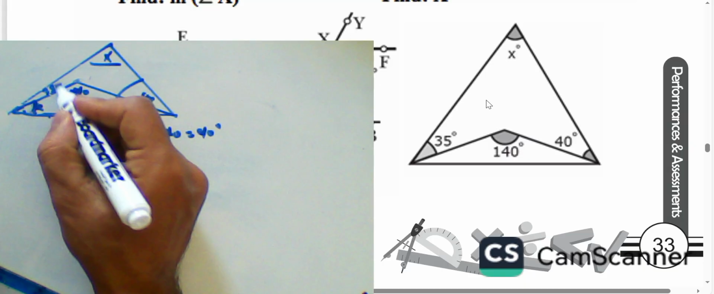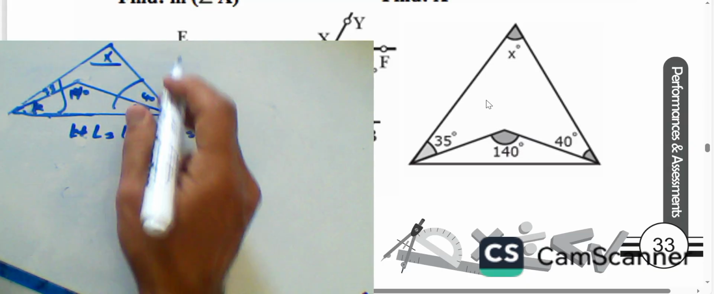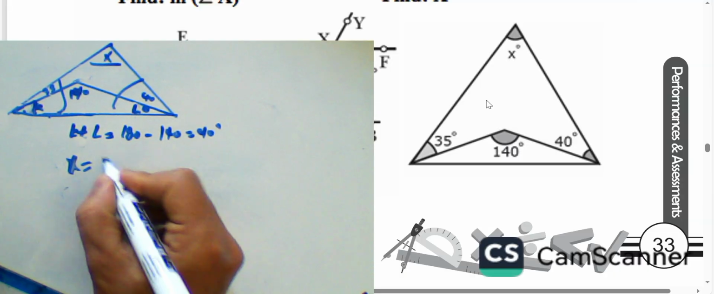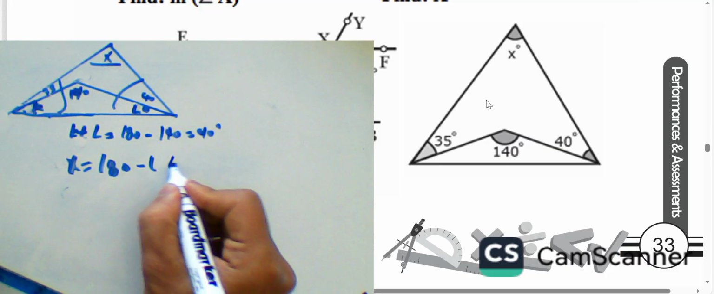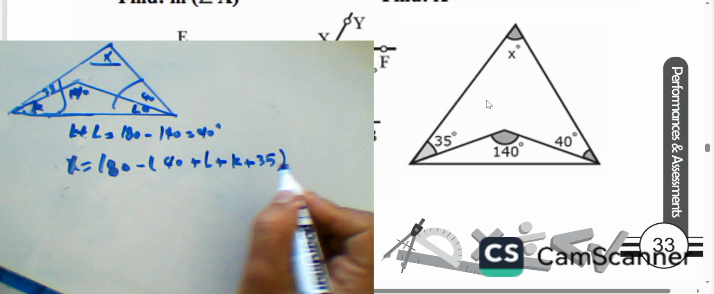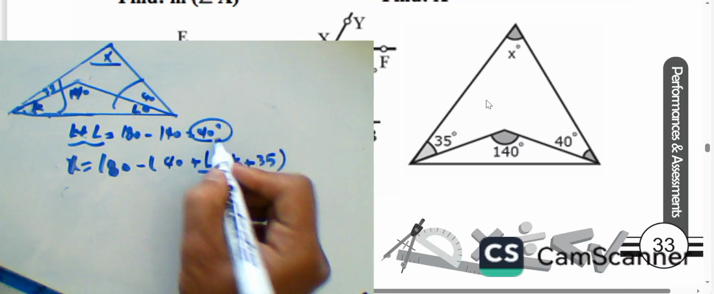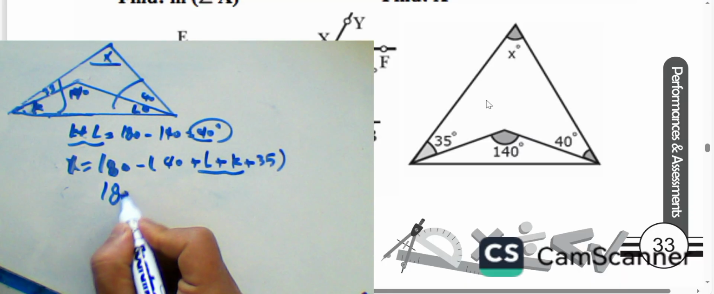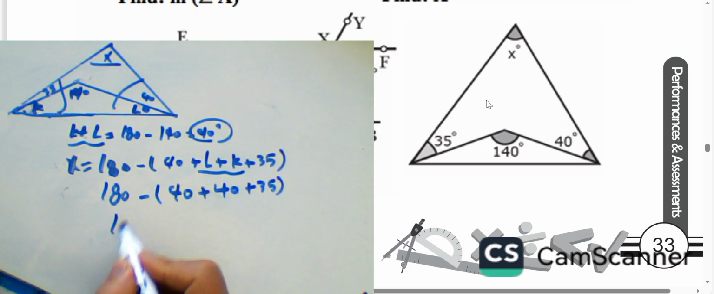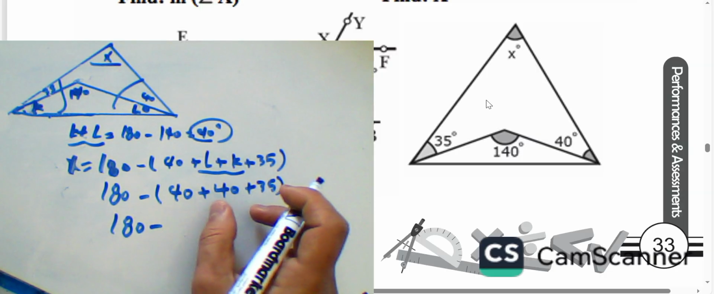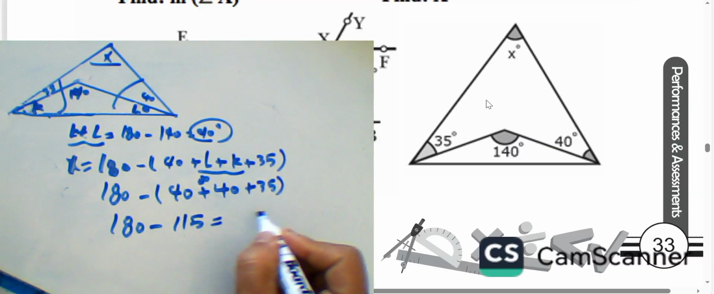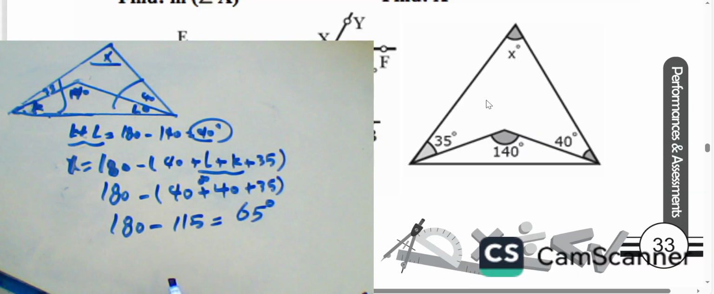So in the biggest triangle, the sum of all angles, X plus this angle and this angle, equals 180. Then the measure of angle X equals 180 subtract by L plus K plus 35. We know L plus K was 40 degrees, so write 40. Then write 180 subtract by 40 plus 40 plus 35. 40 plus 40 is 80, plus 35: 5 plus 0 is 5, 8 plus 3 is 11. 180 minus 115: 10 minus 5 is 5, 7 minus 1 is 6. Then the answer will be 65 degrees.